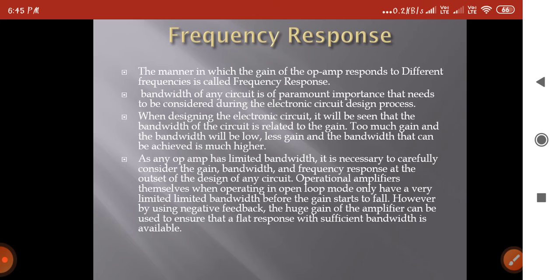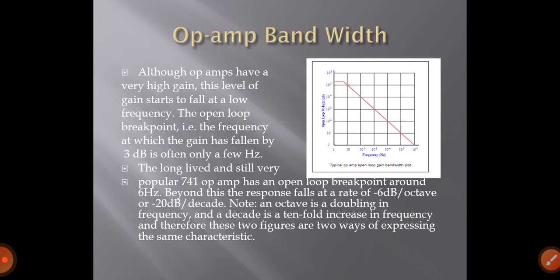However, by using negative feedback, the huge gain of the amplifier can be used. I have already explained the use of negative feedback and the use of positive feedback. Negative feedback gives a high gain of the amplifier. That is why we use negative feedback, with sufficient bandwidth available. Op amp bandwidth.